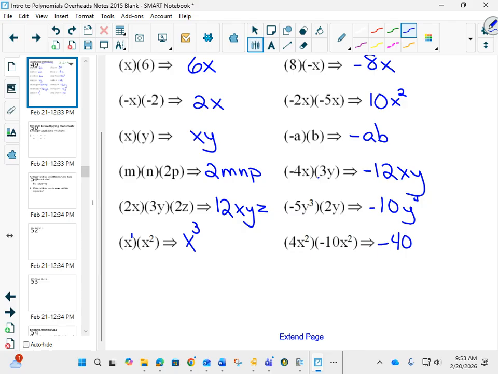How many x's would there be? X to the power of 4. Excellent.